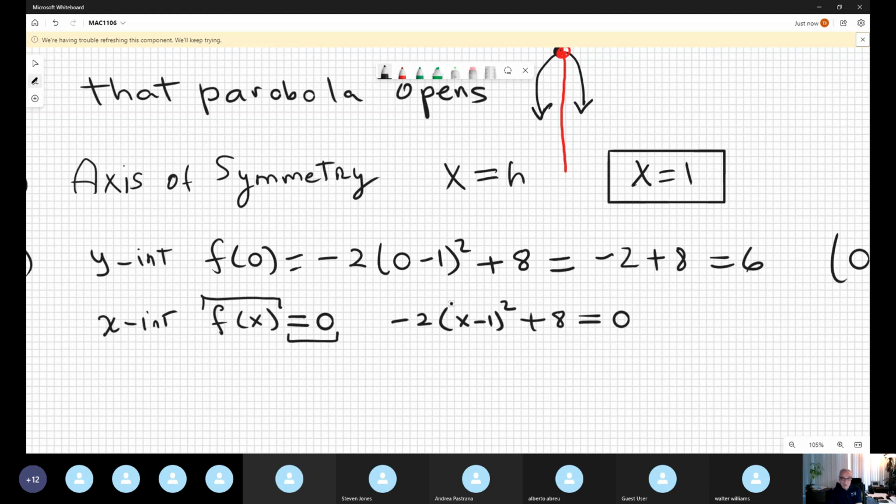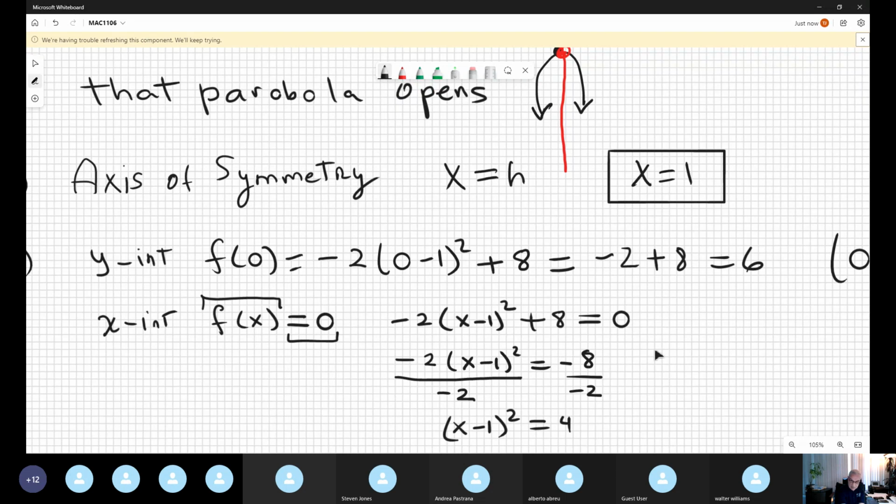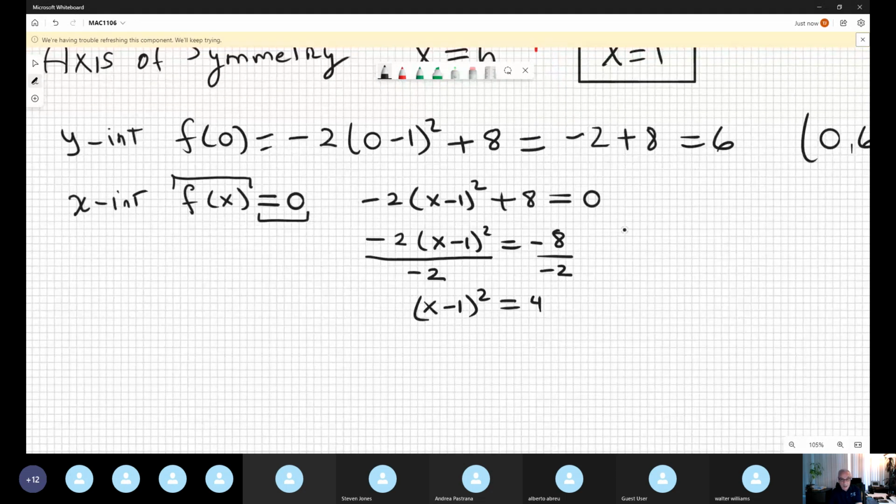This is easy for us because it's a quadratic equation, and I can use the square root method. I put -2(x minus 1) squared equals -8. I move positive 8 to the right-hand side, then divide both sides by -2. So we have (x minus 1) squared equals +4, because negative divided by negative is positive. Now we are ready to apply a square root to both sides.